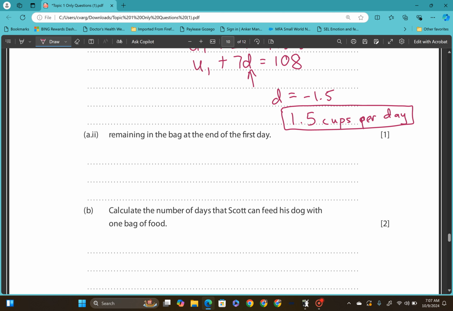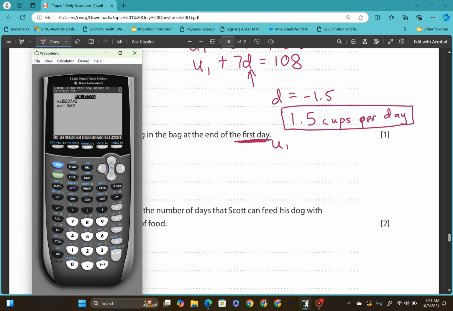Then it's asking us what is U1. Didn't we just find that? So 237 divided by 2. So we can quit this.